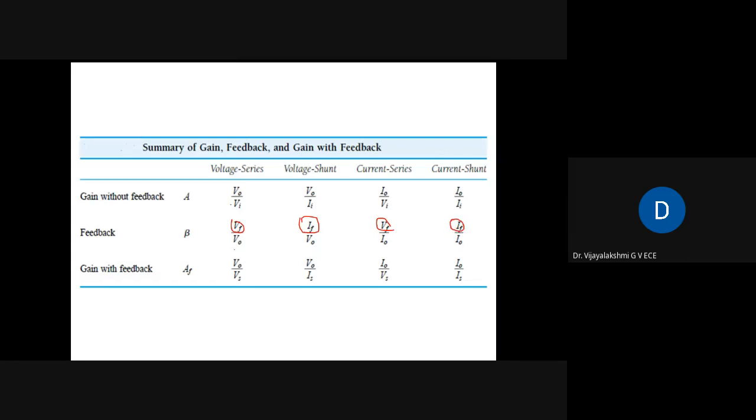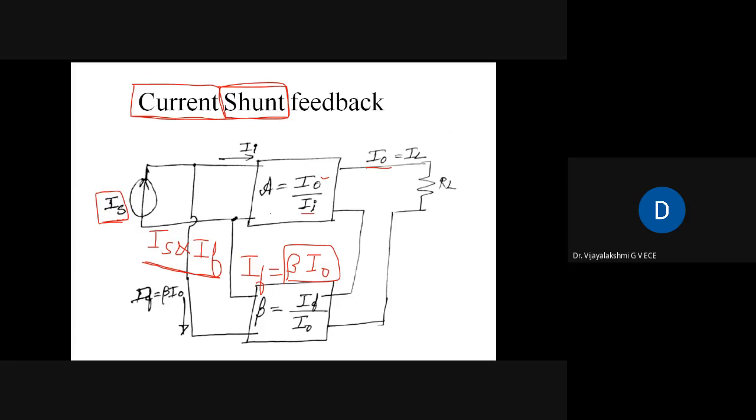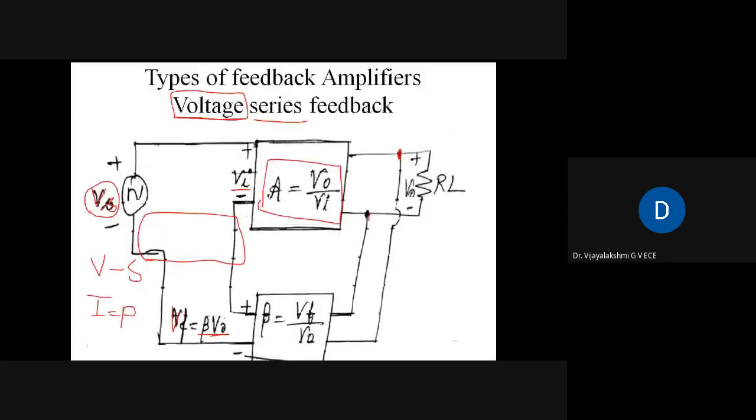So this is without feedback. With feedback, so you can see here, without feedback there is no Vf signal, so I don't get Vs into consideration, so it is just V naught by Vi.